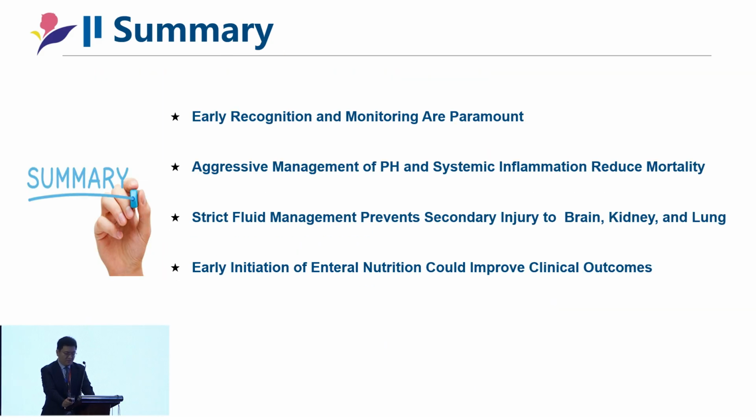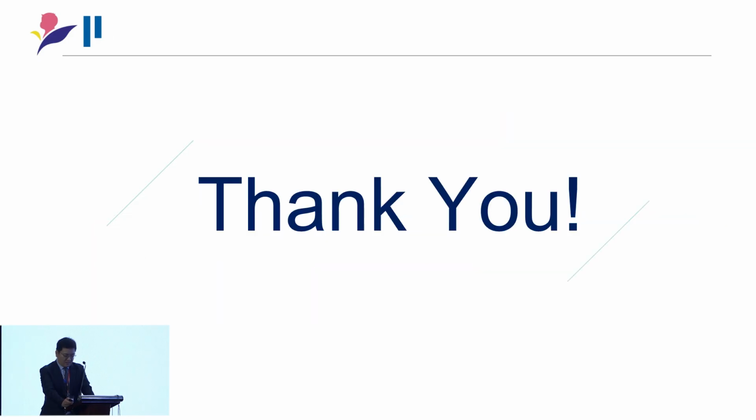A successful outcome relies on several key principles. Early recognition and continuous monitoring are paramount. Aggressive management of pulmonary hypertension and systemic inflammation is crucial to reduce mortality. Strict fluid management prevents secondary injury to brain, kidney, and lung. Early initiation of enteral nutrition could improve clinical outcomes.